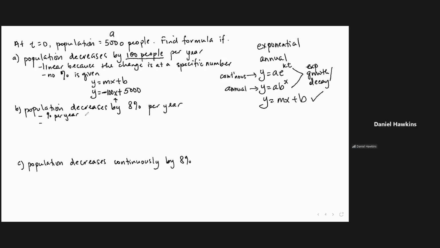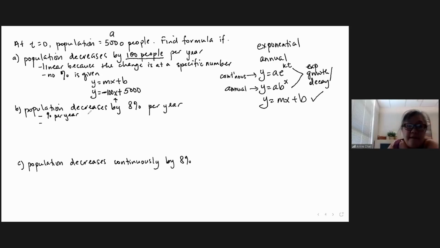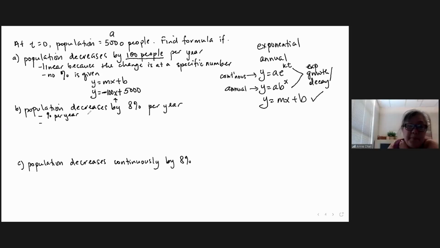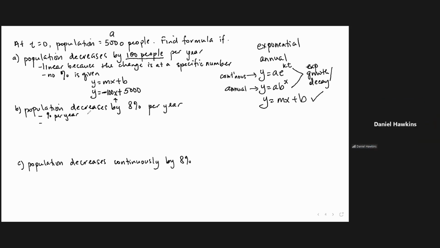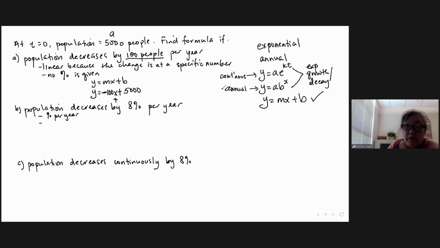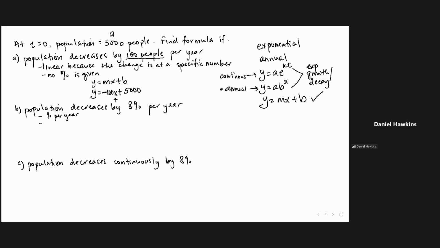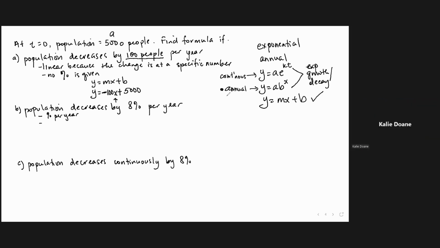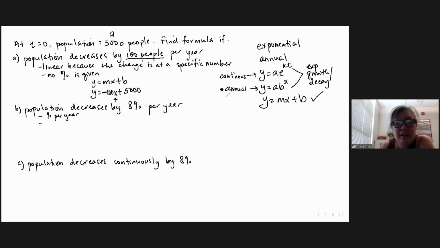Because it's annual. How do you know it's annual? 8% per year. Okay. Can it be linear? No, it's y equals ab to the x power. Exponential, yeah. The annual exponential, yeah. Okay. Anybody disagree? Am I wrong? Anybody else agree? I agree. You agree? Okay. Anybody disagree?